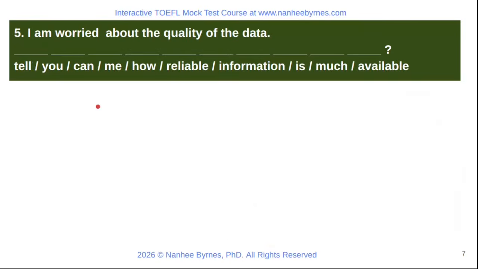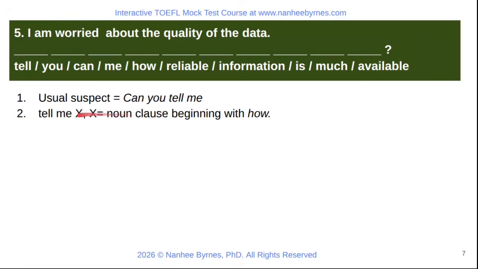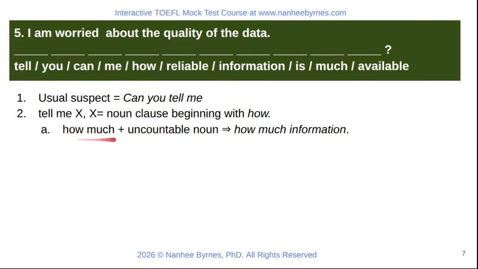There is a question mark and how, so this is a question with how. To check whether how begins the question or leads a noun clause, look for nouns that can be subject candidates. We have you and information. The usual suspect with you is the can you tell me structure, which we have, so how must lead a noun clause. Now we build the noun clause beginning with how. There is much, so the usual suspect is how much plus noun. So we have how much information.